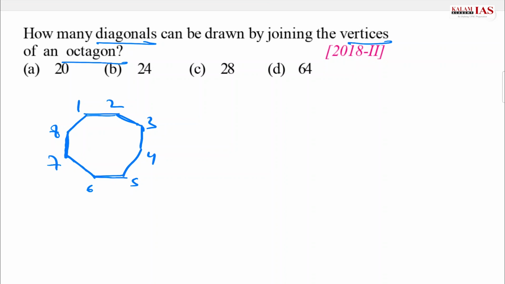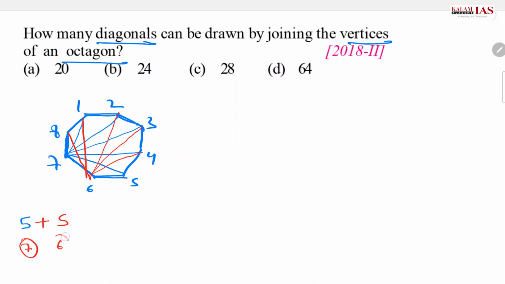So let's start. We can take one vertex at a time and solve the question. Let's start with vertex number 7. 1, 2, 3, 4, 5. We can draw 5 diagonals from point 7. Now let's start from vertex number 6. 1, 2, 3, 4, 5. Again 5 possible from vertex number 6. This is vertex number 7. This is vertex number 6.